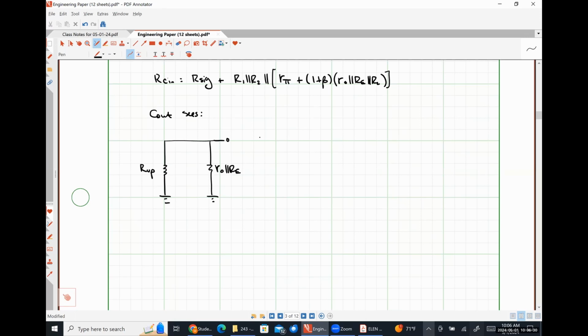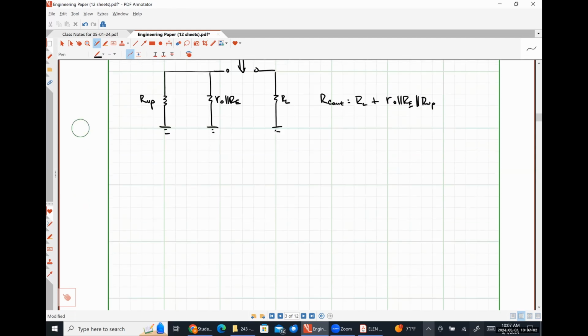This is the left-hand leg of our capacitor. Here's the right-hand leg of our capacitor. Over here we see an impedance RL. We're looking in here to find R C out. And so R C out is just RL plus R naught in parallel with RE in parallel with R up. So now we've got to figure out what that R up thing is.